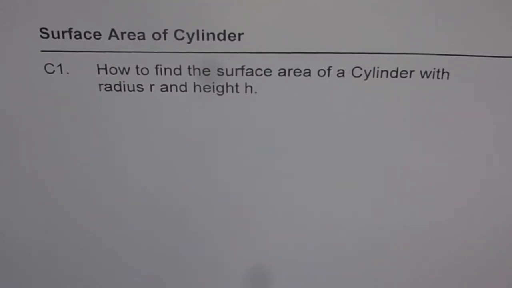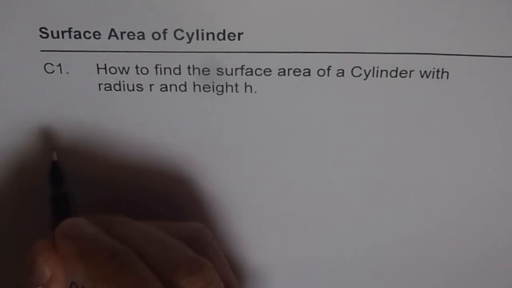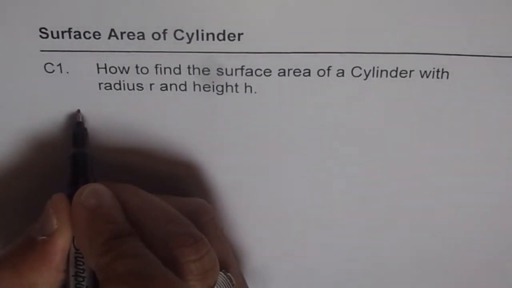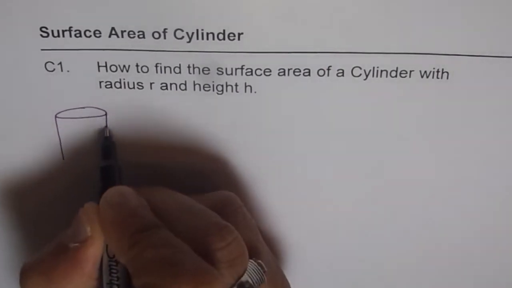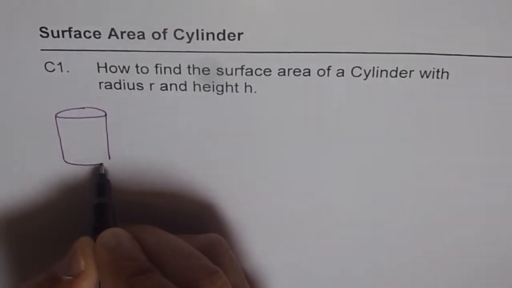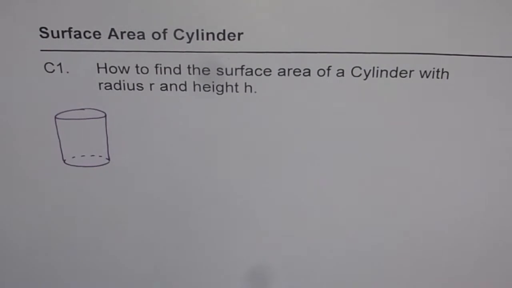Surface area of a cylinder. How to find the surface area of a cylinder with radius r and height h. So let's look into this. A cylinder basically has two circles, one on the top and one on the bottom, right? So let's draw one cylinder here, and that is the other circle. It's like a can, right?